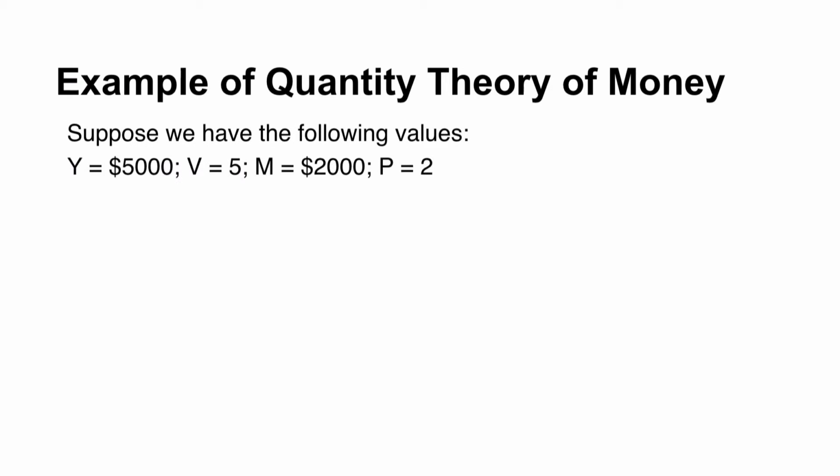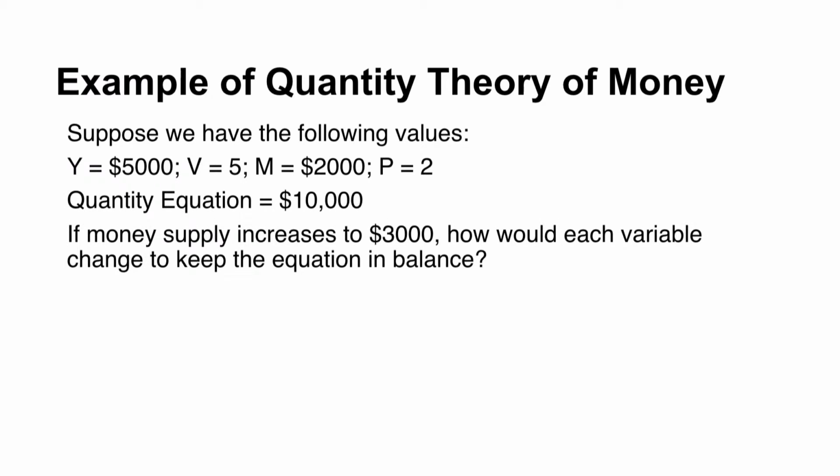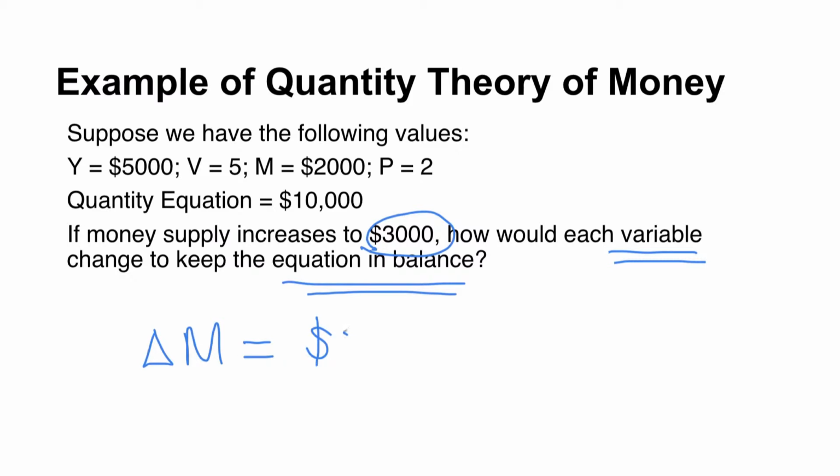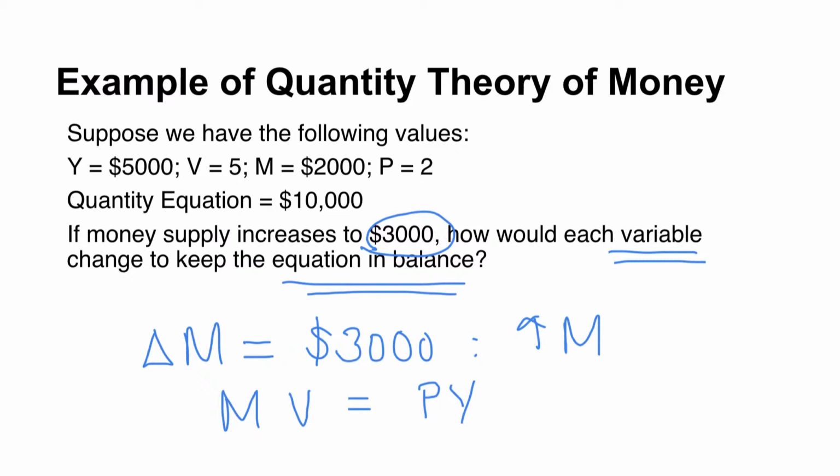So now, let's suppose instead that the money supply increases to $3,000. How is each variable going to change to keep the equation in balance? So now, with a change in the money supply to $3,000, we observe that this means an increase in the money supply. So from our quantity equation, MV is equal to PY. To keep this equation in balance, either the velocity of money has to fall, the price level has to rise, or real GDP has to rise in response to the change in the money supply. Let's go through the calculations.